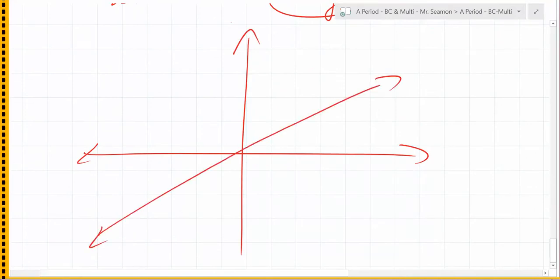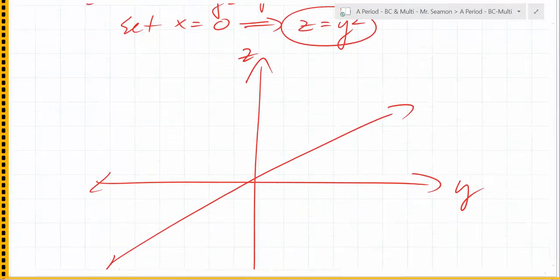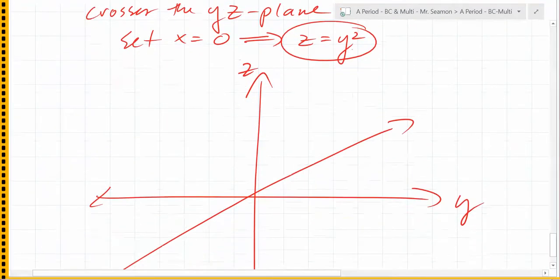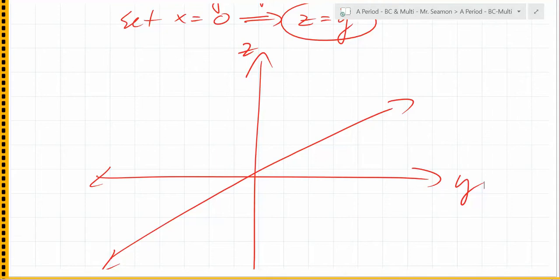again, the neater you try to be, the better. So you have z, x, and y. So what did we plug in there? We said x was equal to what? 0, and it was z equals y squared? Yeah. Z equals y squared. What does that look like? Z equals y squared.